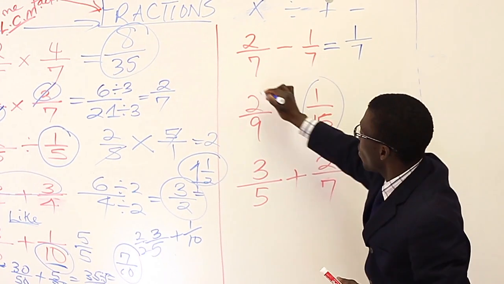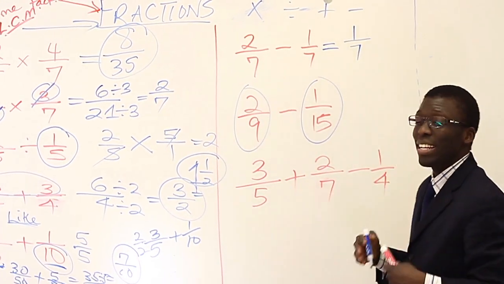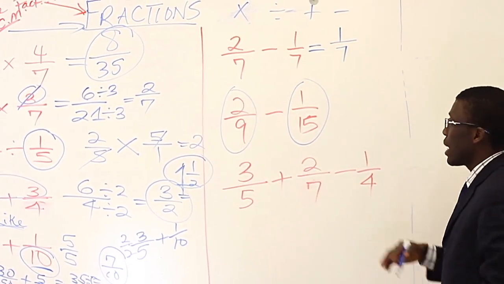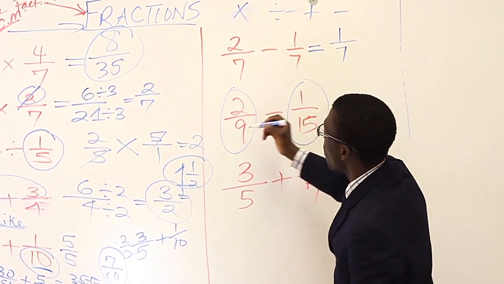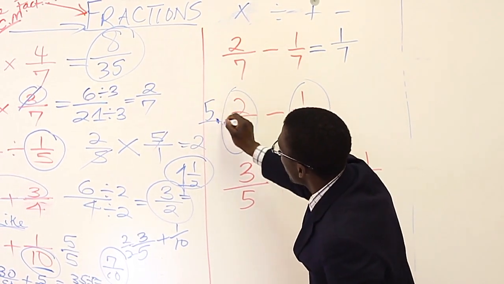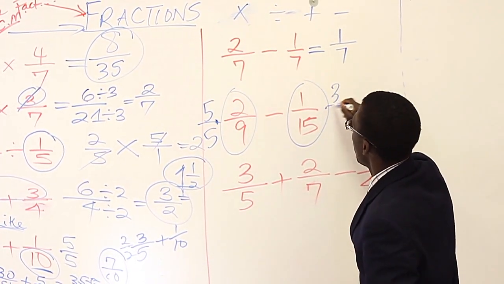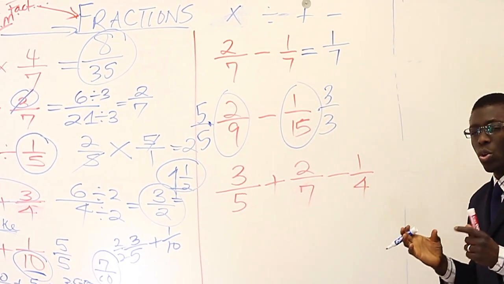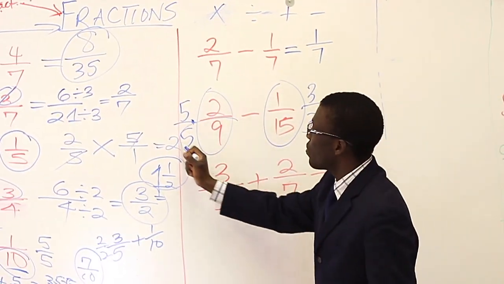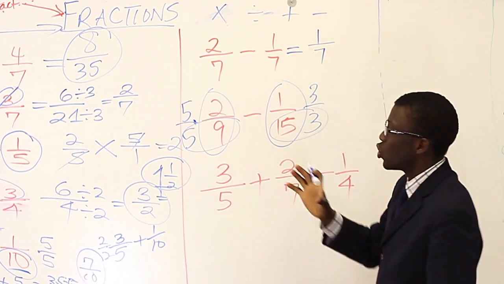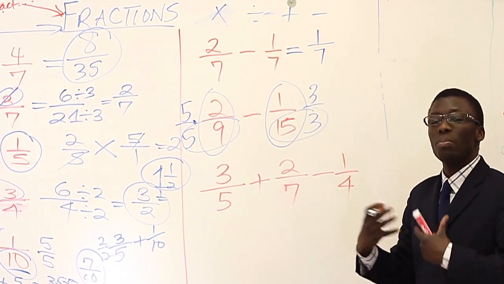Here again, we don't have the same denominator, so let's just find the LCM. The LCM in this case, of course, is 45, so I multiply by 5 over 5, and I multiply by 3 over 3. Why did I choose those numbers? Because I'm trying to get 45 in the denominator. So I use numbers that will help me get there.